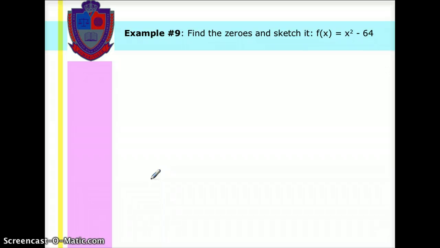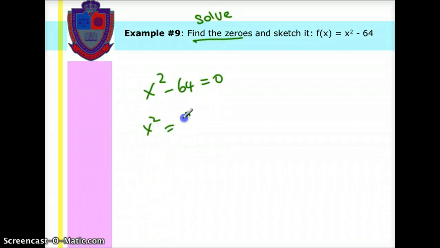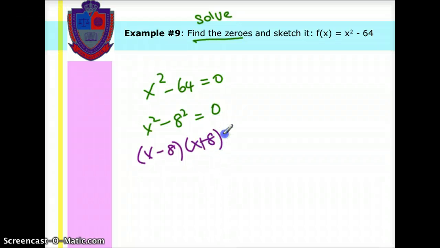Perfect. Now last example, find the zeros and sketch it. So I know that finding the zeros is the same way of saying solve it. So x squared minus 64 equals 0. x squared minus 8 squared is equal to 0. I know this is actually what? Difference of squares. Excellent. How do you know it's a difference of squares, Miss Amru? Because there's no b term. So I know it's going to be (x minus 8)(x plus 8) equals 0.